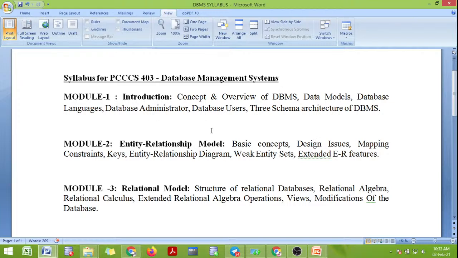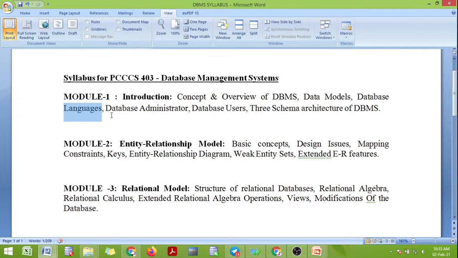the introductory part: what is DBMS, what is the concept of DBMS, what is data, what is file, how the file and data are interrelated and connected, how you can fetch data from your system, and different kinds of data models. Apart from that, some database languages like SQL and MySQL are very important, because whenever you are accessing your data from a database, you need a specific language like SQL or MySQL to fetch the data.